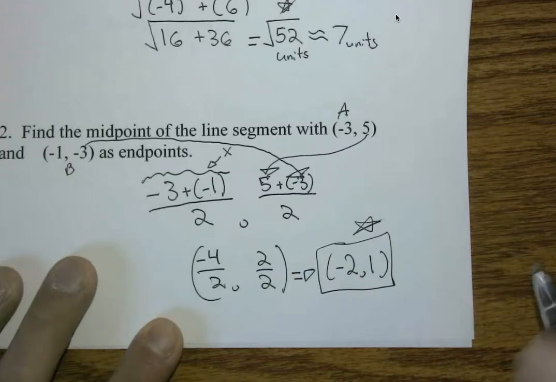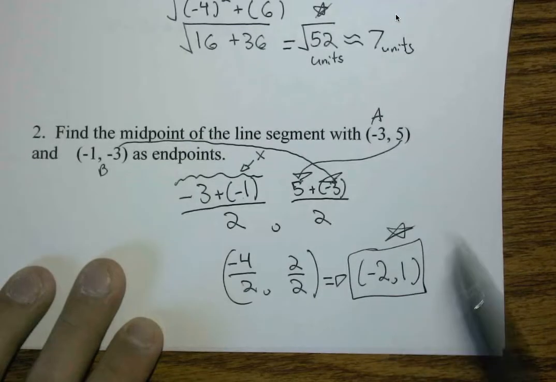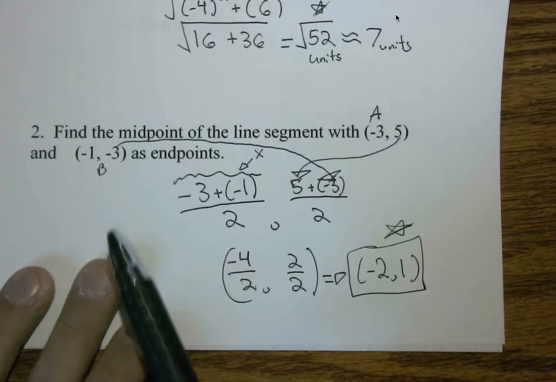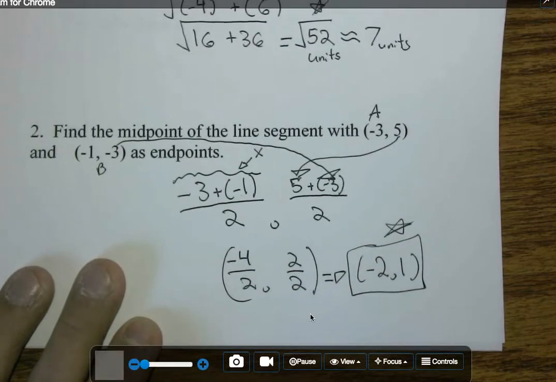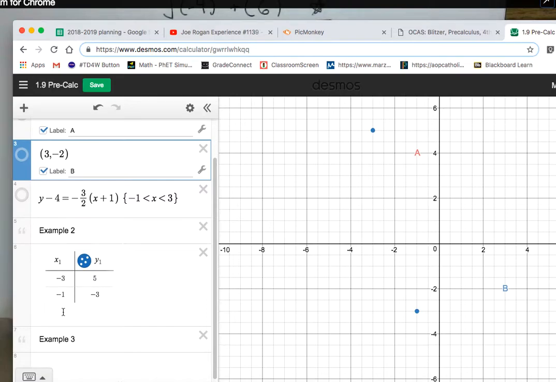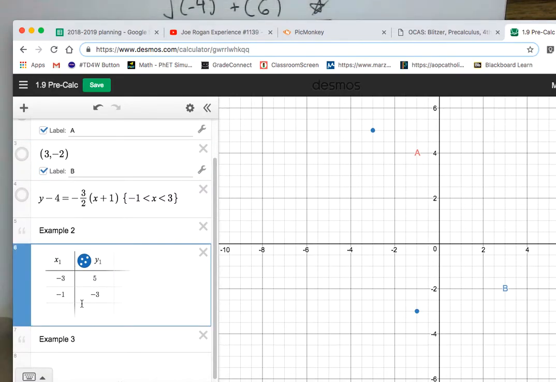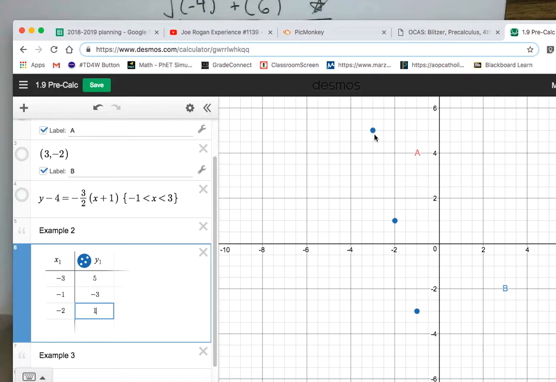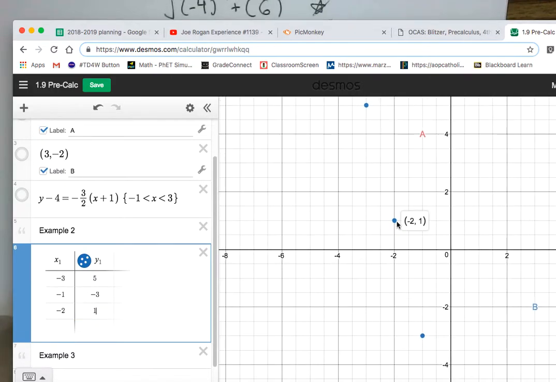So this is saying that the midpoint between point A, negative 3, 5, and point B, negative 1, negative 3 is negative 2, 1. And we'll double check this since we're smart and we use additional tools. So let's think this out. This is saying that negative 2, 1 is going to be halfway. That looks about right. So look at this very closely. We have these 3 points. This looks as if it's about halfway in between.